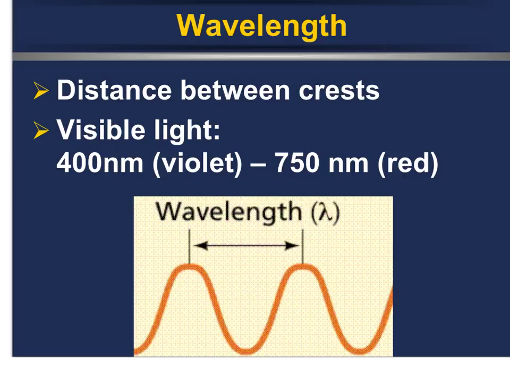For visible light, the wavelength is 400 nanometers to 750 nanometers. Violet light has a shorter wavelength. You can see it's at only 400 nanometers, while red light has a longer wavelength. And again, here's our picture of our wavelength.